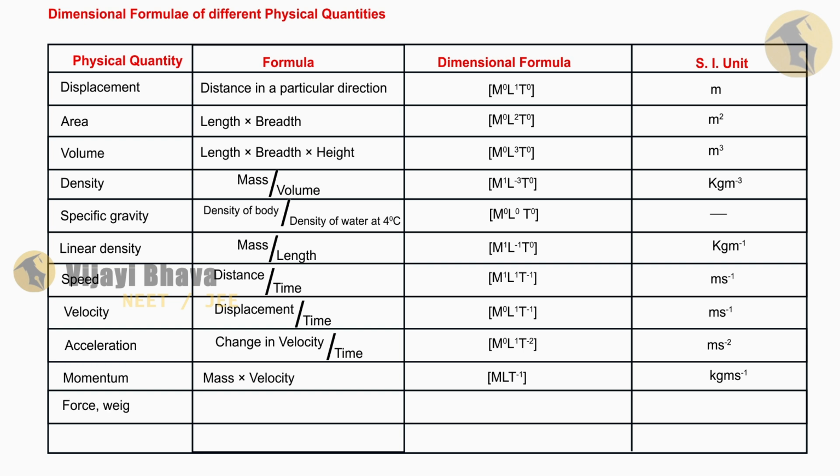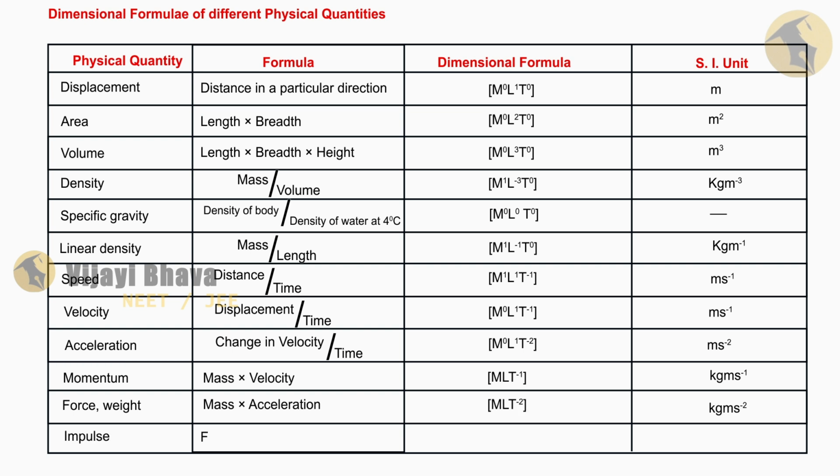Next is force or weight. The formula for force F is equal to ma. The formula for weight W is equal to mg. Acceleration a can be taken as acceleration due to gravity g. Thus force and weight have the same dimensional formula, mass into acceleration. Mass is M1, acceleration is L1 T minus 2. Thus the dimensional formula for force or weight is M1 L1 T minus 2.